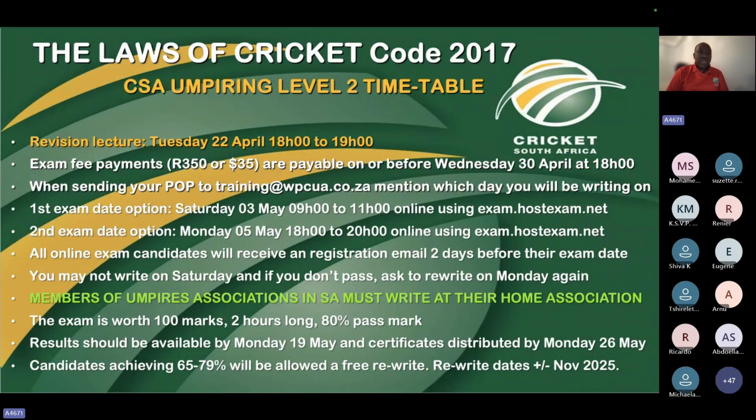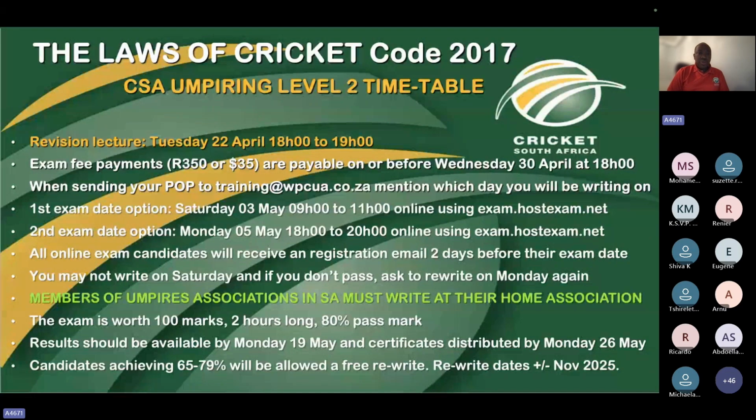Very importantly, I've mentioned this throughout the course, members of umpires associations in South Africa must write at their home associations. So members of Western Province Cricket Umpires Association will be writing at Newlands Cricket Ground here in Cape Town, either on Saturday the 3rd of May or on Monday the 5th of May.